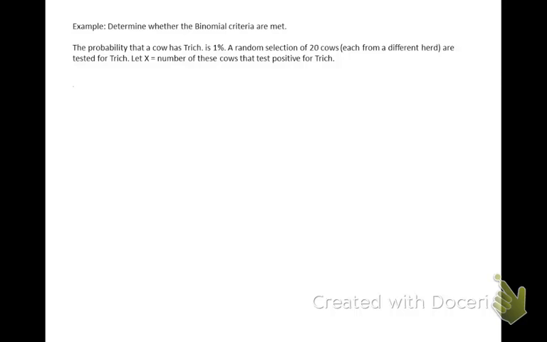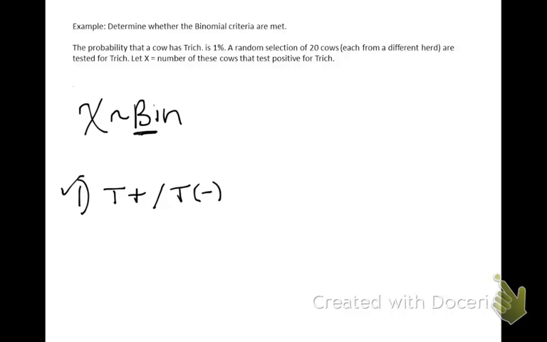We know x is the number of cows that test positive, so our probability of success should be the probability that a cow tests positive. Our random variable x will have a binomial distribution if there are two potential outcomes. We remember this from the bi in binomial. The two outcomes are either the cow tests positive or the cow tests negative. So this requirement has been met.